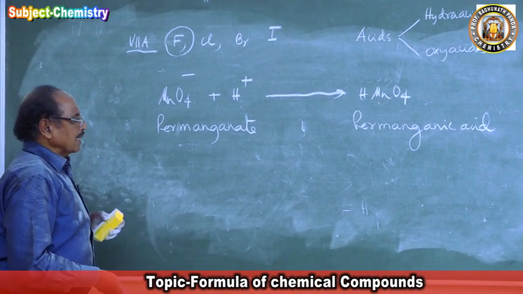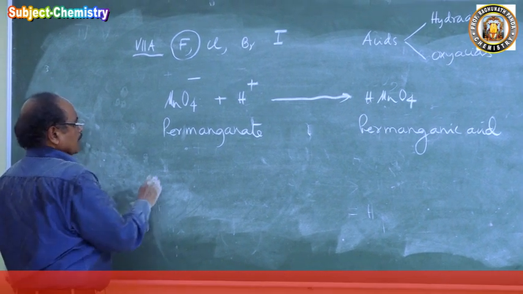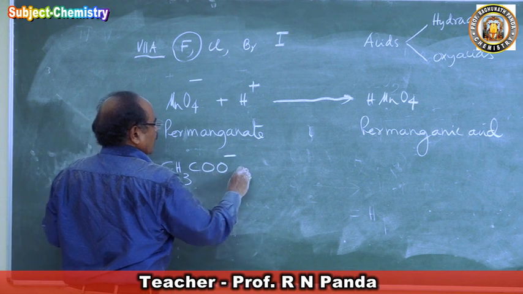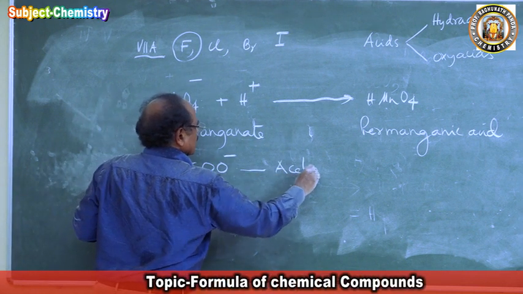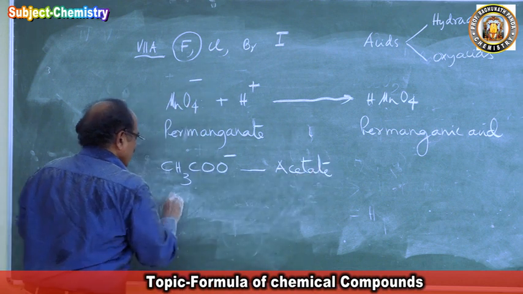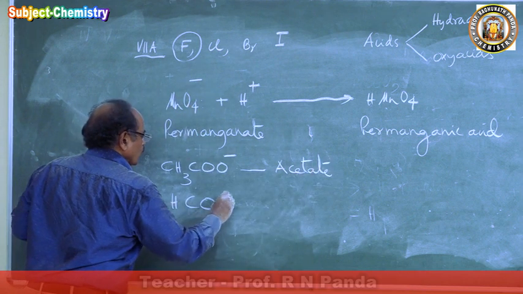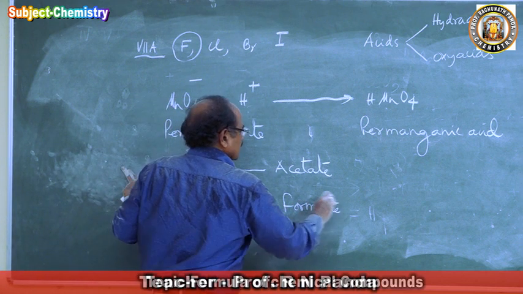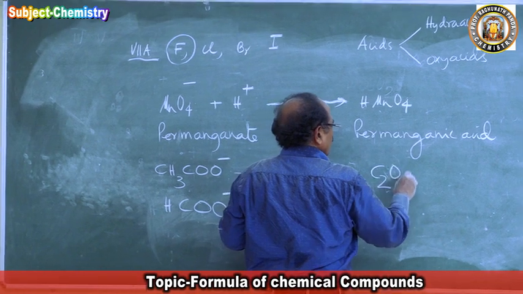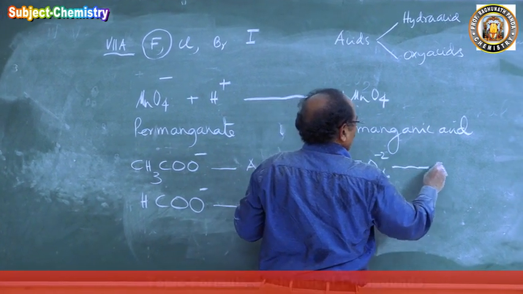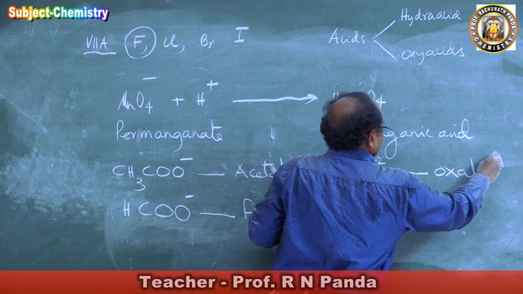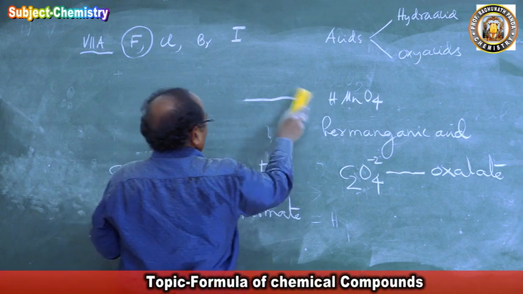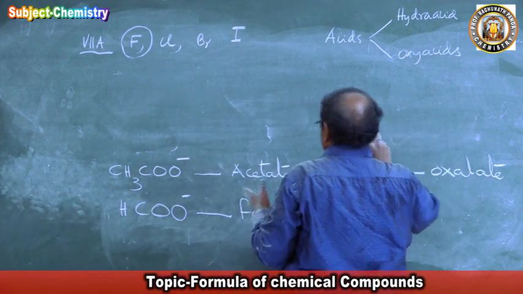Now two more radicals, organic radicals, I am writing. CH3COO minus is called acetate. HCOO minus is called formate. C2O4 minus 2 is called oxalate. So these are the organic radicals. Let us write the formulas.